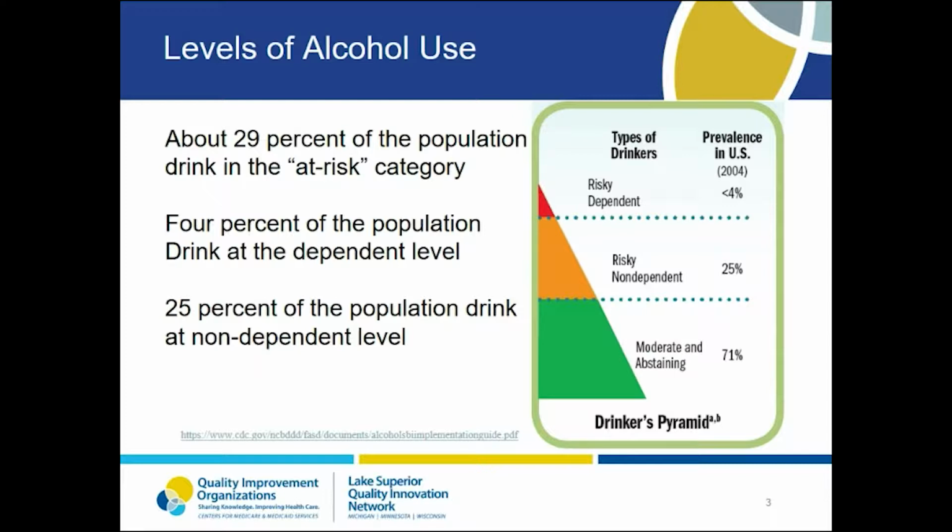Let's start off by looking at the levels of alcohol use. We often worry that we might be overwhelmed by the number of positive scores from alcohol screens, but statistics show that only about 4% of patients will fall into the risky dependent use category and require a referral for additional specialty treatment. Most people, about 71%, actually drink at moderate levels and can be encouraged to continue this pattern of use. It's the remaining 25% who are the ones we want to focus on in primary care. These are the risky, non-dependent drinkers who tend to benefit the most from brief interventions in the primary care setting.